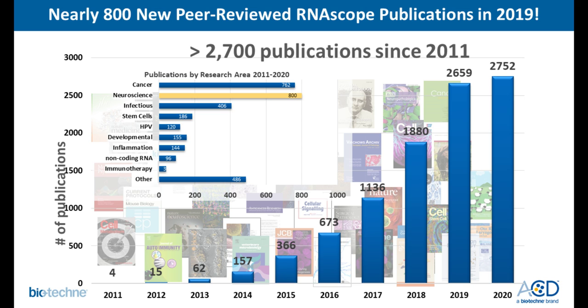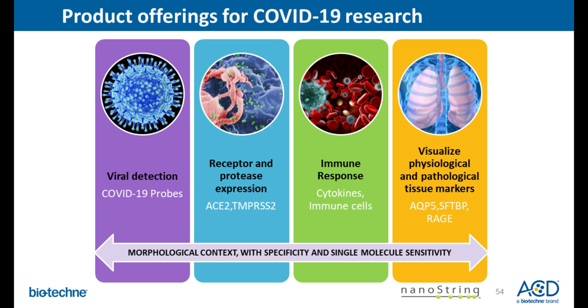Our technology has been widely applied over the last few years. As you can see, we have over 2,700 publications as of last month, and we have been used in various different research areas. But cancer and neuroscience are top research areas for publication.